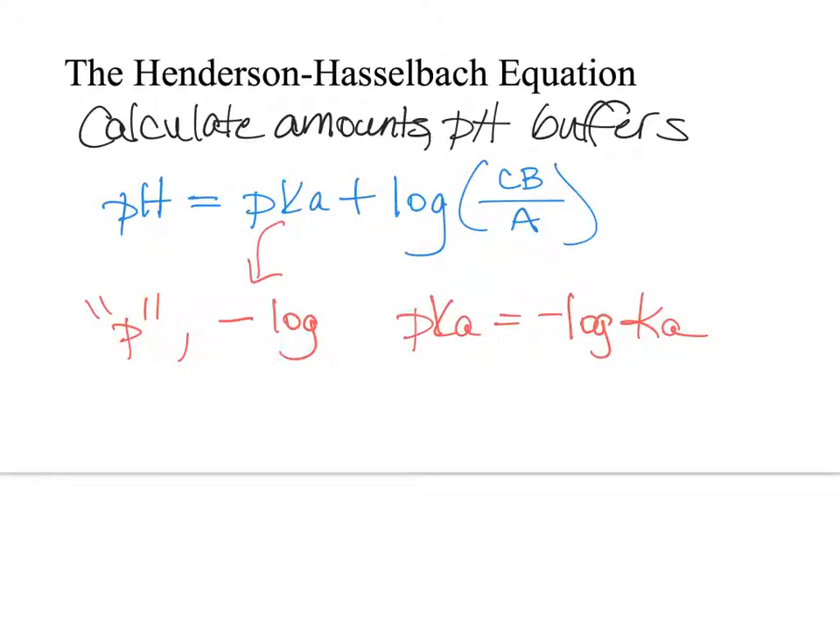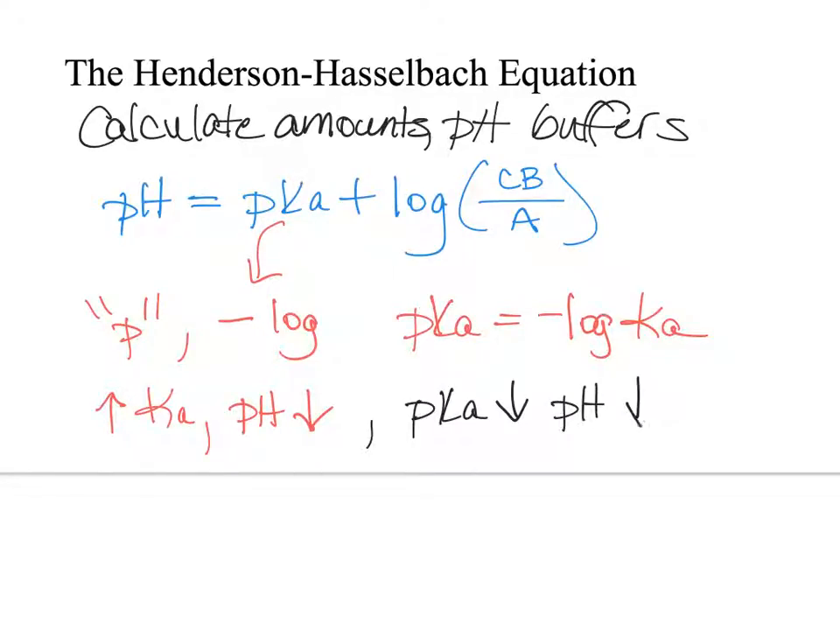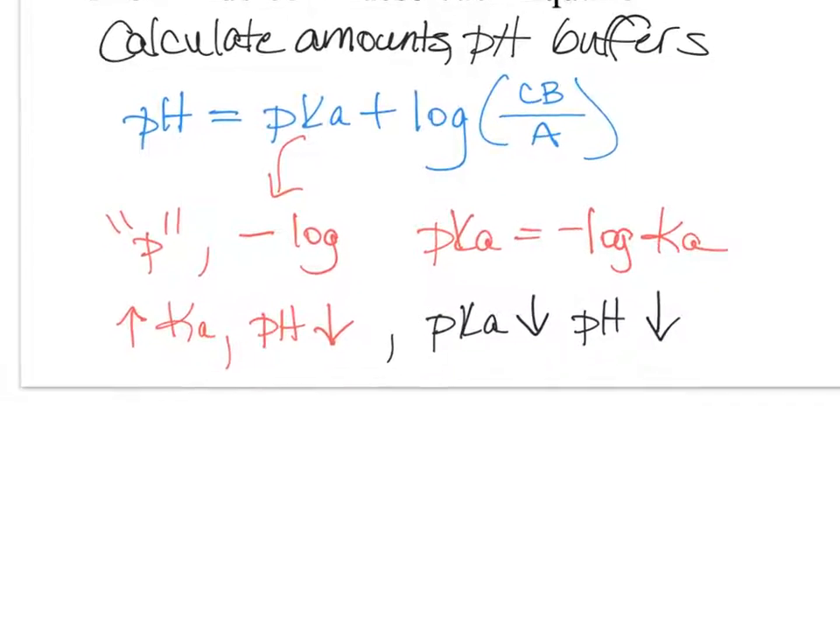We looked at Ka in chapter 15, so we know that as Ka increases, pH decreases. Well, adding this term pKa, as the pKa decreases, because it's the negative log, it's the opposite, the strength of the acid also decreases. All right, so let's look at 4 examples.